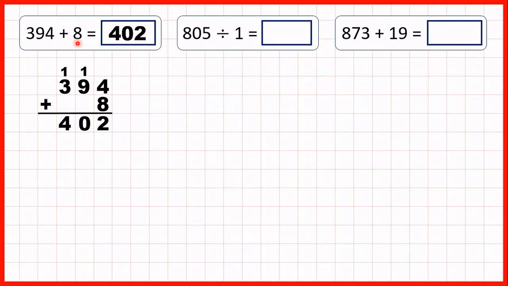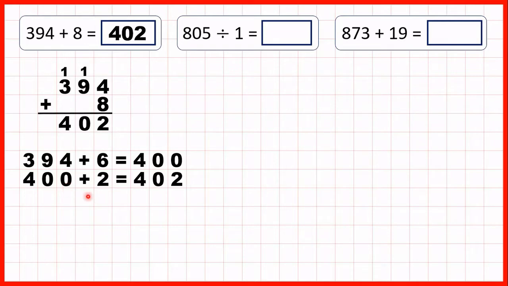But we could have used mental methods here. Starting from 394, if we add 6, that takes us to 400. Then, from 400, if we add another 2, we get our answer. And that's because adding 6 and then adding 2 is the same as adding 8 altogether.